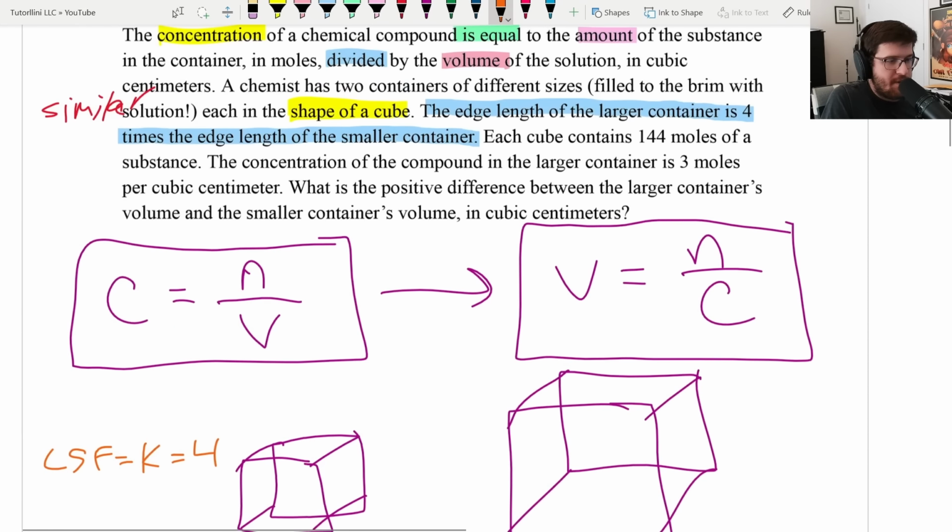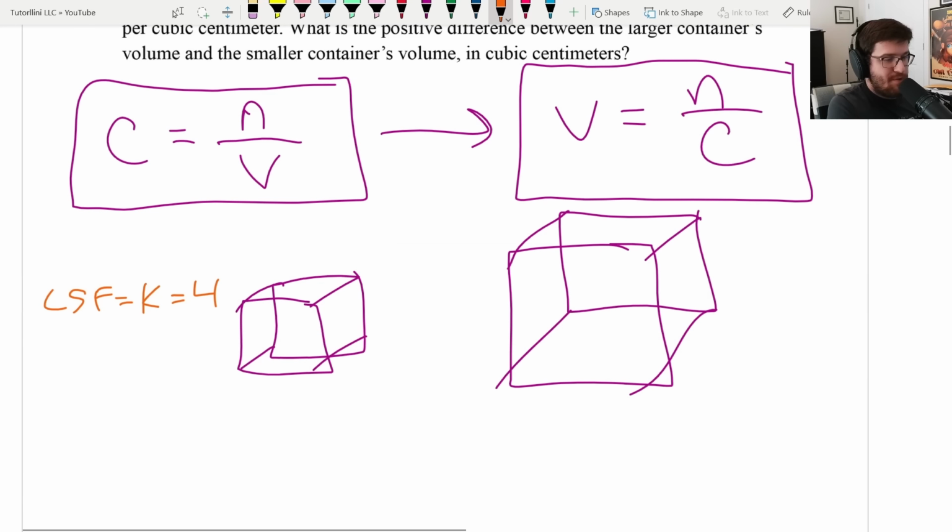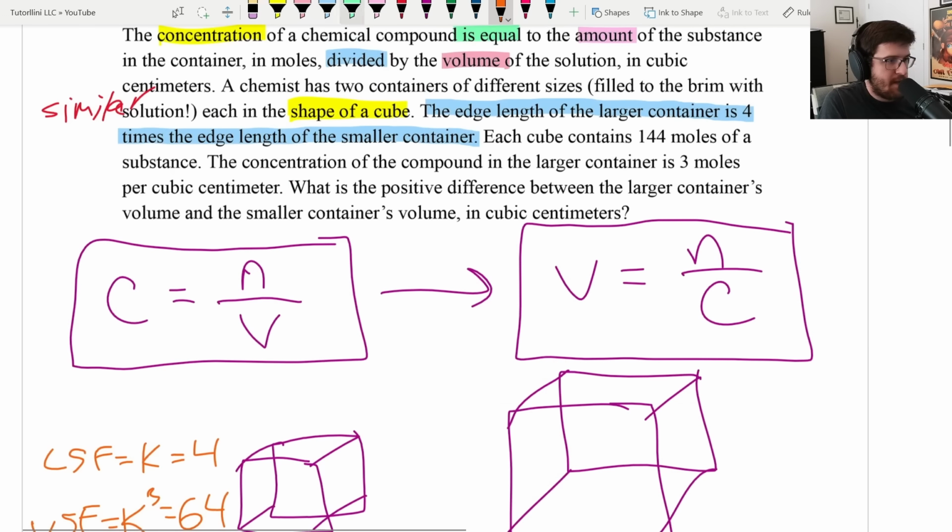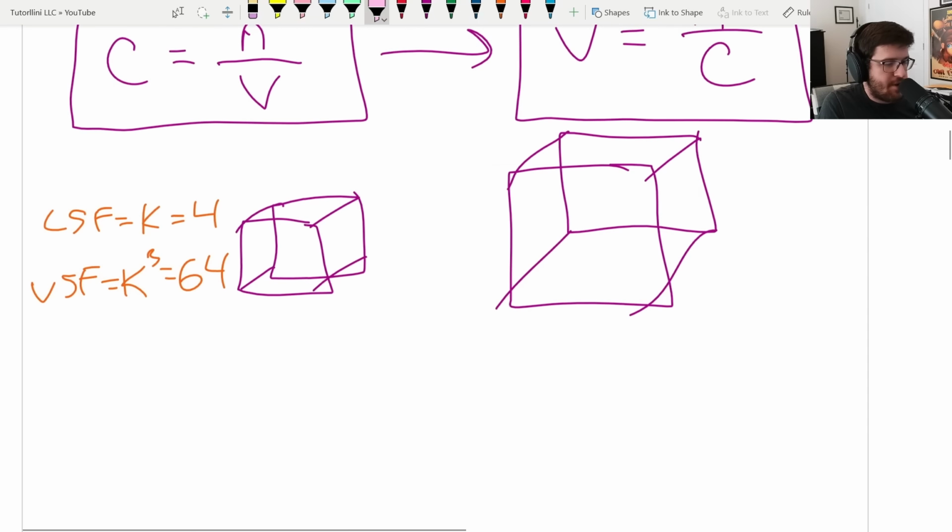I go over in the video, this means that the volume scale factor is equal to K cubed, which is 64. So the volume of the big one is 64 times as big as the small one. Okay, that's really helpful. Now we're going to look at these 2 sentences here, and it says the concentration of the compound in the larger container is 3. Okay, so we're going to do some math on the larger container.